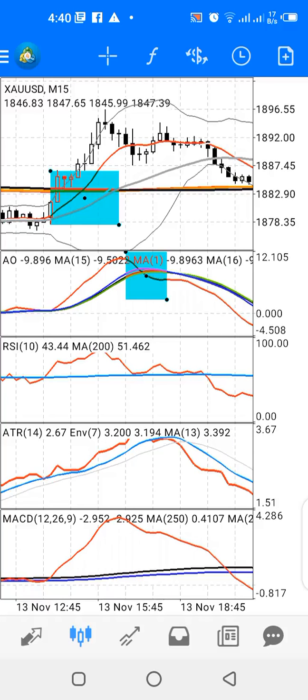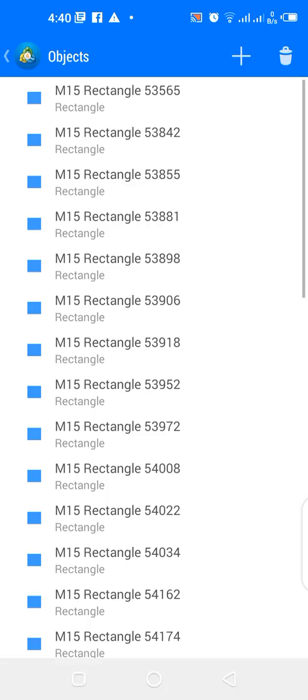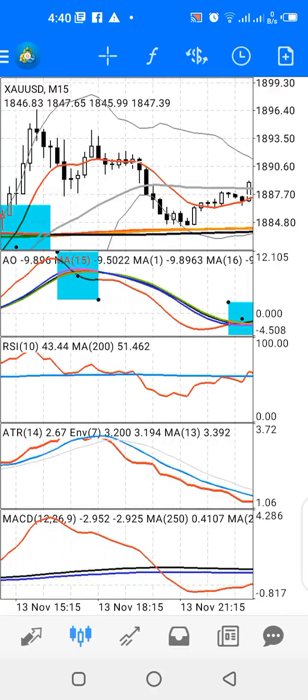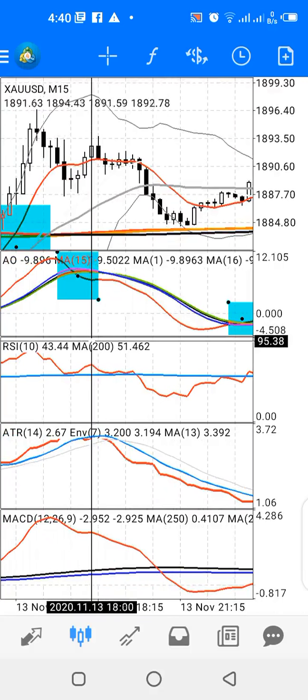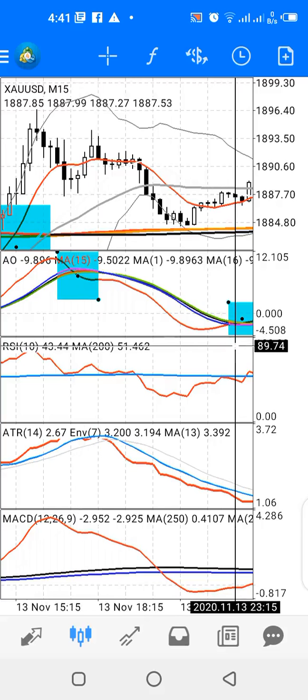All right, sell signal. Your buy signal is when you have the reverse of the crossing. All right, so if you sell around here, shortly after the crossing, you can buy around here.